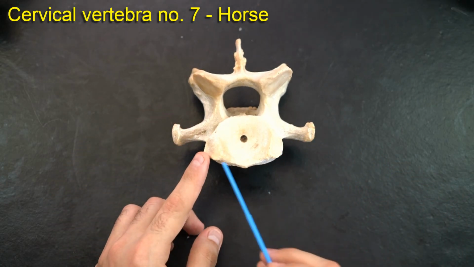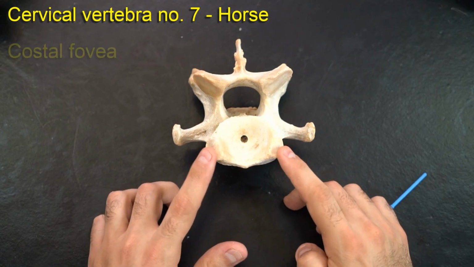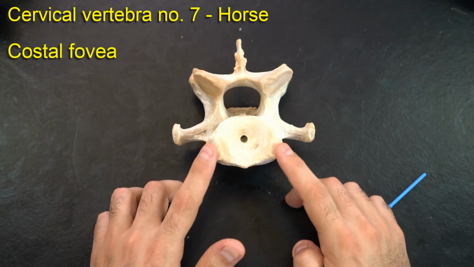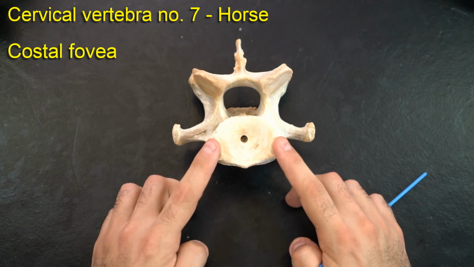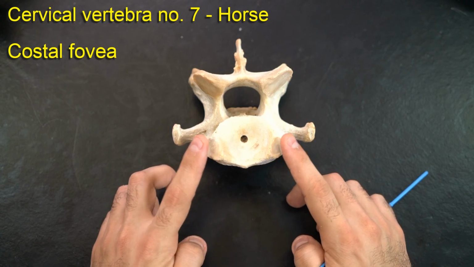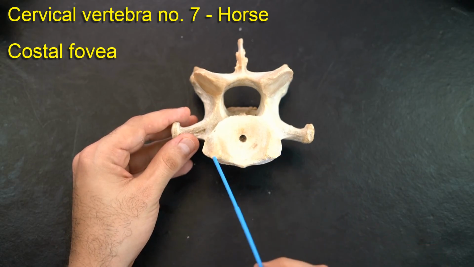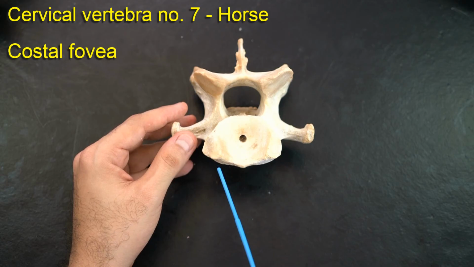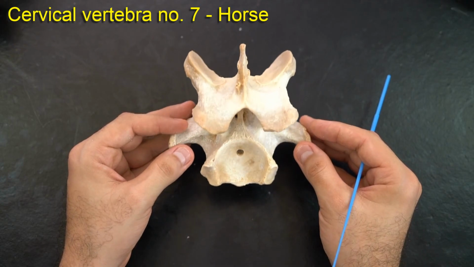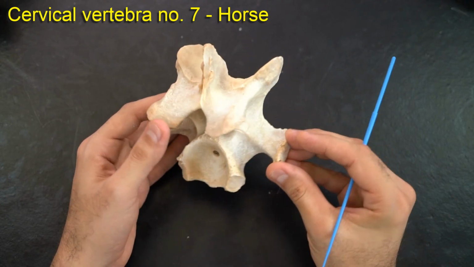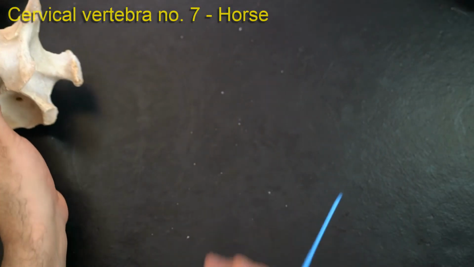There's another indication to identify if we have the C7 or another cervical vertebra. Look at the caudal extremity of the body. You can see left and right here two articular surfaces, fovea costalis. This is for the articulation with the head of the first rib. So you can find such articular surface just in the C7, 7th cervical vertebra, left and right for the articulation with the head of the first rib. Otherwise, the C7 looks exactly like other cervical vertebrae. We can say that the body is a little bit shorter than the other cervical vertebrae.